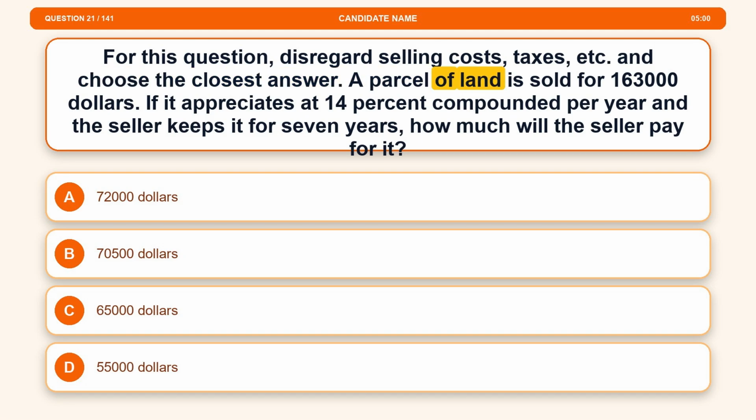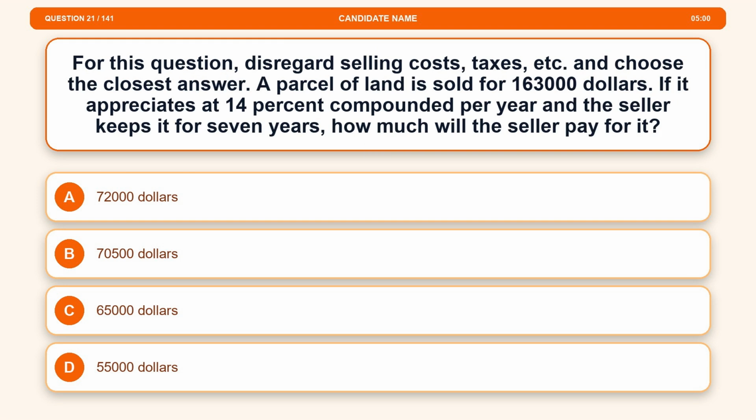A parcel of land is sold for $163,000. If it appreciates at 14% compounded per year and the seller keeps it for 7 years, how much will the seller pay for it? Option A, $72,000. Option B, $70,500. Option C, $65,000. Option D, $55,000.